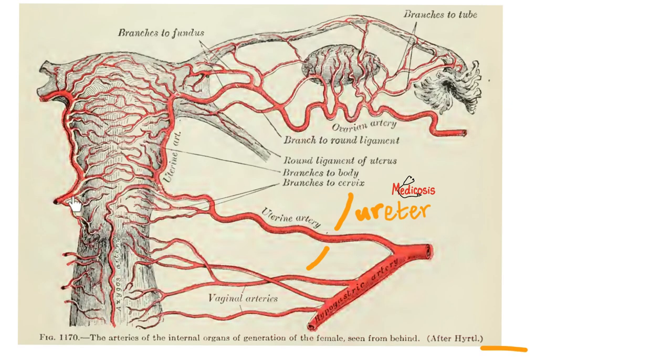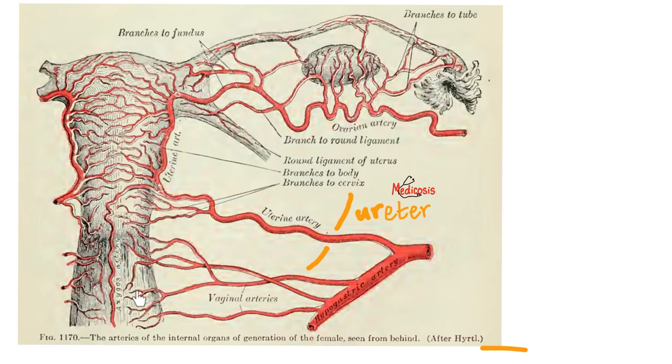Let's talk about the lymphatic drainage of the uterus quickly. The upper part of the body and fundus is going to go to the para-aortic lymph nodes. The lower part of the body, external iliac lymph nodes. How about the cervix? External iliac nodes, internal iliac nodes, and sacral nodes.